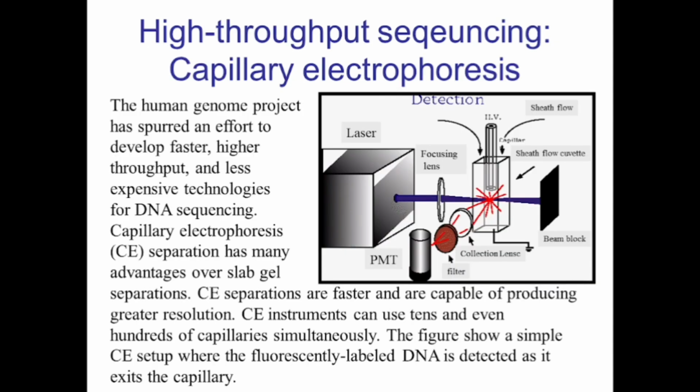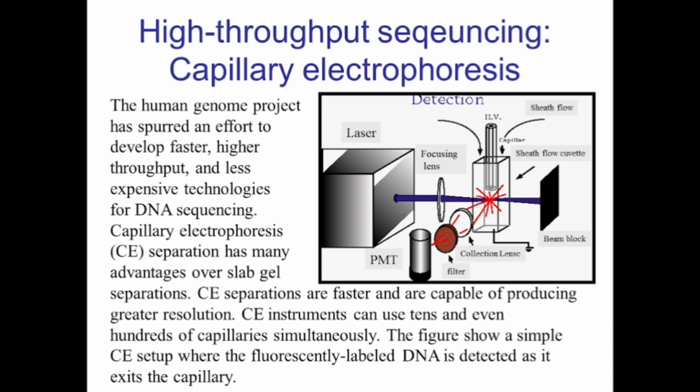This is high throughput sequencing by capillary electrophoresis. The Human Genome Project has spurred an effort to develop faster, higher throughput and less expensive technologies for DNA sequencing. Capillary electrophoresis separation has many advantages over slab gel separation. Capillary electrophoresis separations are faster and capable of producing greater resolution.